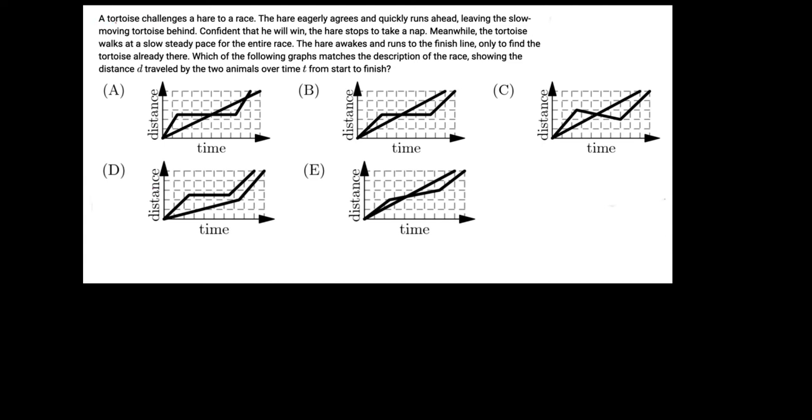A tortoise challenges a hare to a race. The hare eagerly agrees and quickly runs ahead, while leaving the slow-moving tortoise behind. Confident that he will win, the hare stops to take a nap. Meanwhile, the tortoise walks at a slow, steady pace for the entire race. The hare awakes and runs to the finish line, only to find that the tortoise is already there. Which of the following graphs matches the description of the race, showing the distance d traveled by the two animals over time, t, from start to finish?